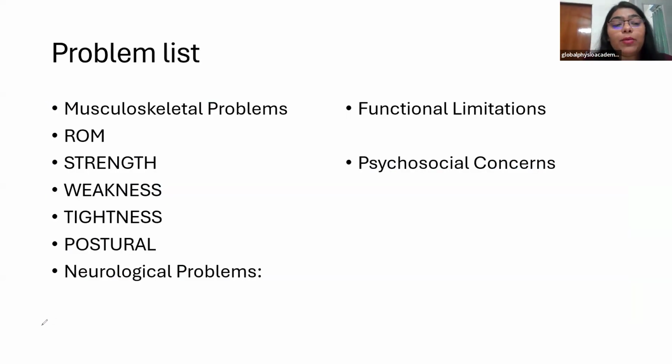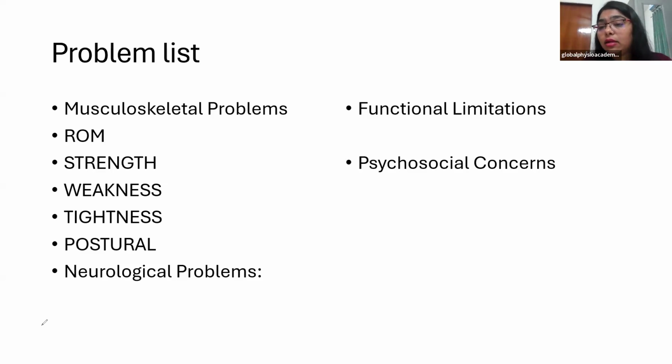Problem list. So here is the problem list for the given scenario, post-surgical laminectomy or discectomy. Here there is an MSK problem, and maybe a neurological problem. So the problem list includes the patient's range of motion, strength, weakness, tightness, postural issues, loss of the lordosis, or a postural deviation. The patient might have a neurological involvement, and according to that, the problem list is there.